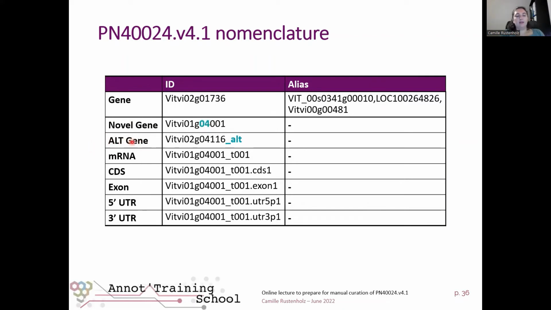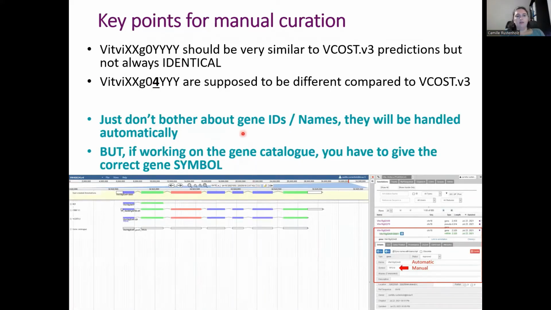As I told you, the novel genes start with the 4 here. The genes that are annotated in the alt region, so the allelic version of the heterozygous region, have an underscore alt at the end with the name of the allelic version on the molecule. And then we have this nomenclature, very typical for transcripts, coding sequence, exons, and UTRs.